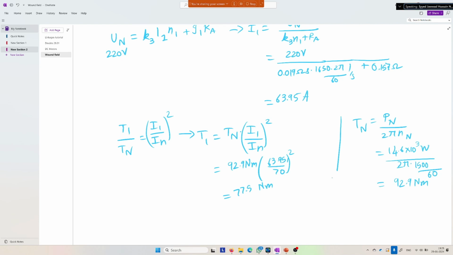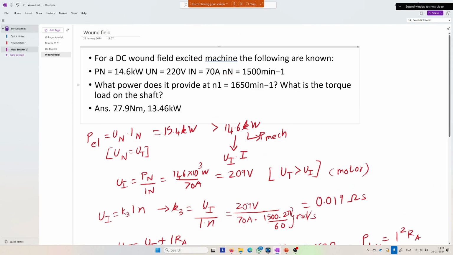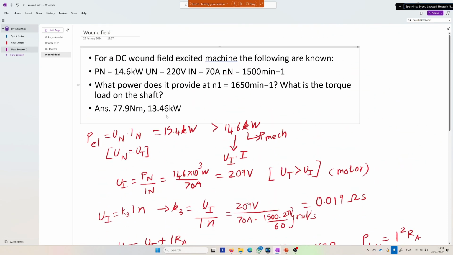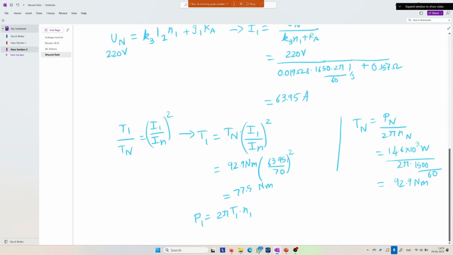So try to be consistent. Here I am having three significant digits, here also I will have three significant digits, 77.5 Newton meters. So that's the answer, I guess. And they want the power as well. Power is just one more step. P1 is 2 pi times T1 times N1. We know everything else, just calculation. If you calculate that, you will get the power 13.46 kilowatts. But the more core part is getting the torque itself. After that, power is straightforward.